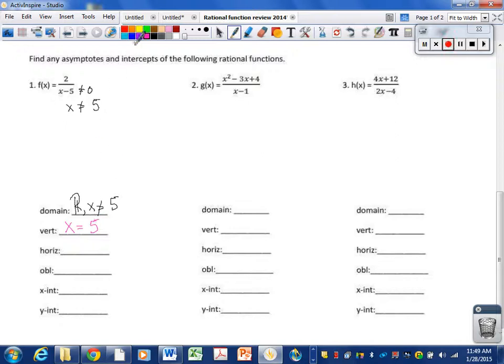Okay, horizontal asymptote. Let's see. You have an x in the denominator and a number in the numerator. So the denominator has a larger value than the numerator. Okay, this is to the first power, that's the 0. So y equals 0 automatically is going to be your horizontal asymptote. Which, of course, is going to be no oblique asymptote because we have a horizontal asymptote.